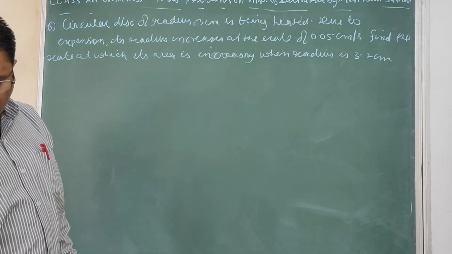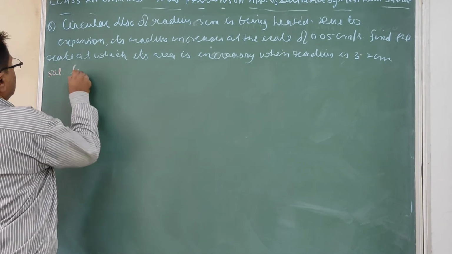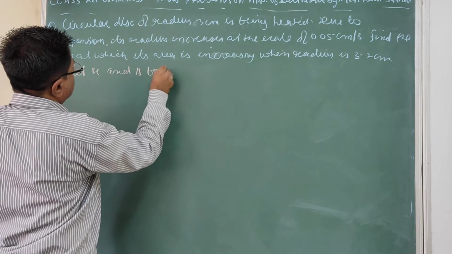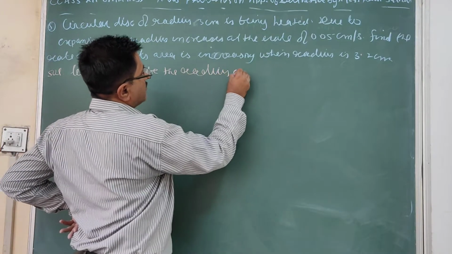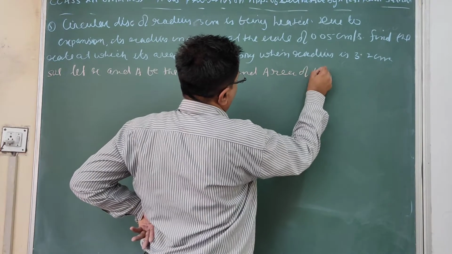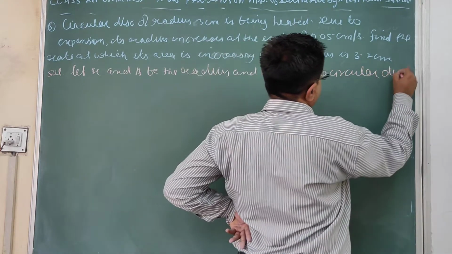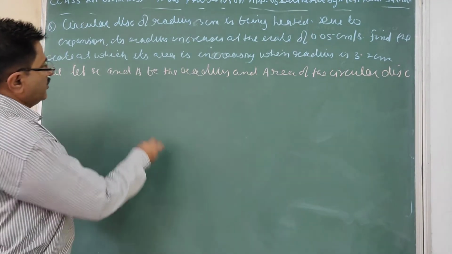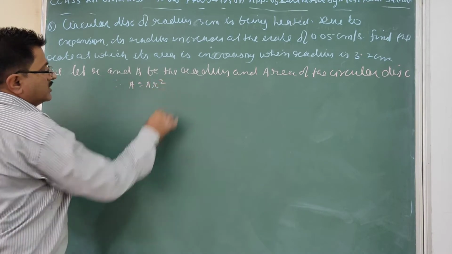So you may write here, in solution, let r and A be the radius and area of the circular disc. Clear that we have to write. Now we know that area is equal to pi r square.